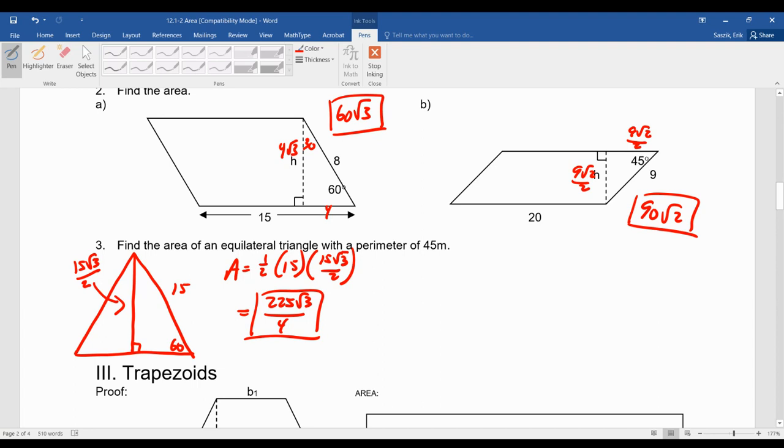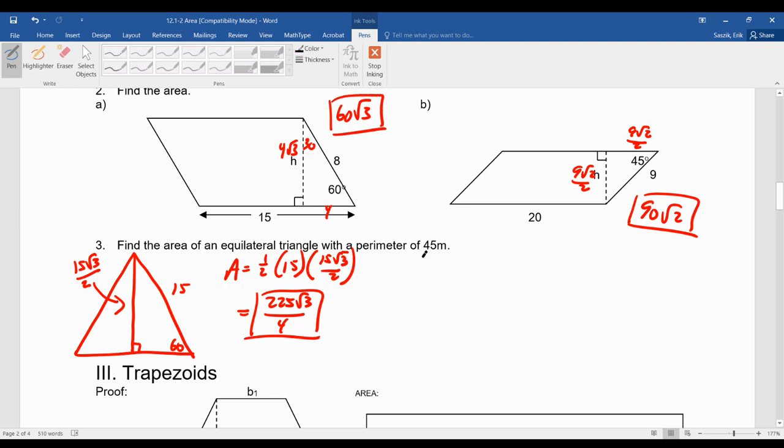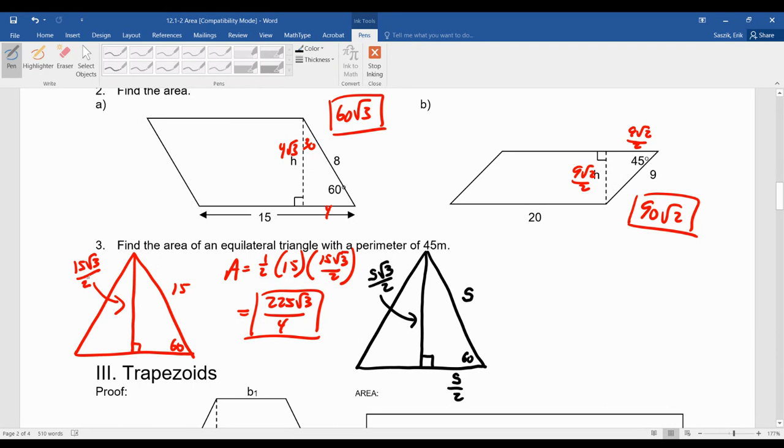Now what we want to do is we want to derive a formula. So this is going to be a new formula that most of you probably haven't dealt with before. We're going to do the same thing, but we're going to do this in general terms. So let's say we have a side of S. And if I drop an altitude, remember, this is given an equilateral triangle, of course. So this, of course, would be S over 2, and this altitude would be S root 3 over 2.